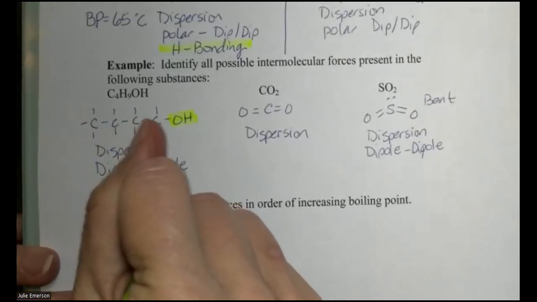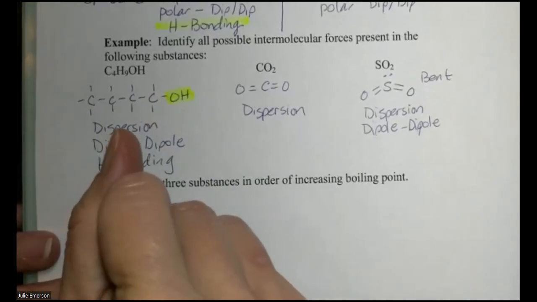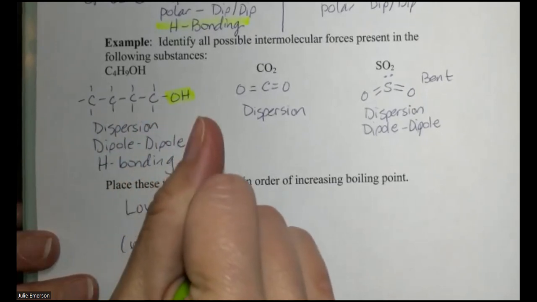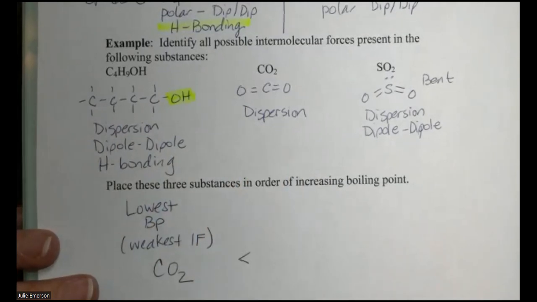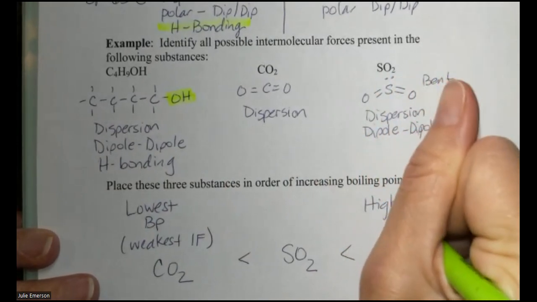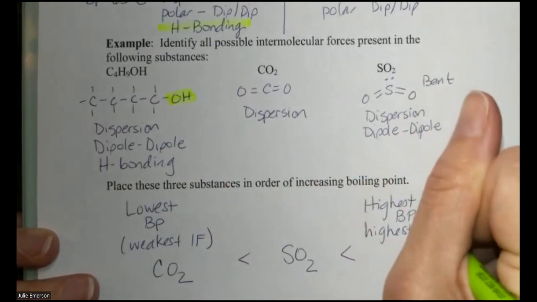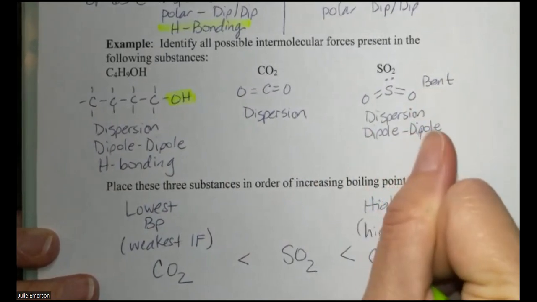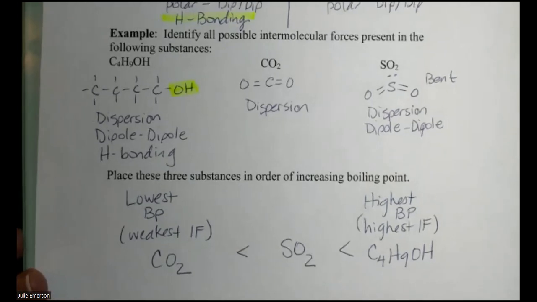So which one of these has the lowest boiling point? Lowest boiling point would be the one that has the weakest intermolecular forces. That should be the CO2. All right. Next, in the middle would be the SO2. And then at the end, the highest boiling point, because it has the highest intermolecular forces, should be the butanol, the C4H9OH. All right, so that's a summary of what we talked about with intermolecular forces.